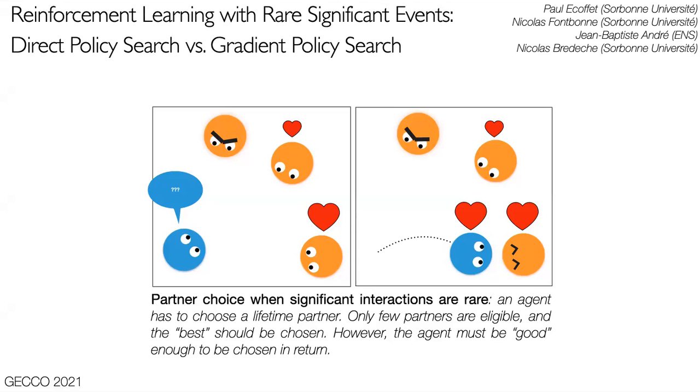Significant events are the only events where a non-null reward may be obtained, the magnitude of the reward being dependent on the agent's behavior at that particular moment. Here, you can see an illustrative example with partner choice.